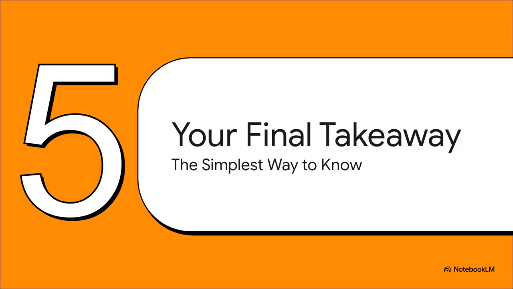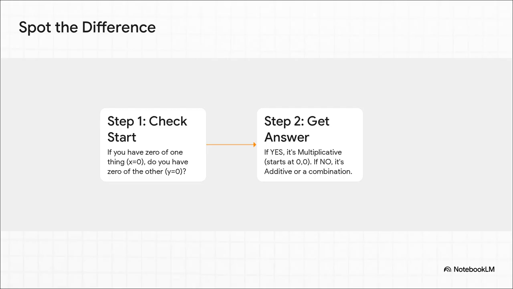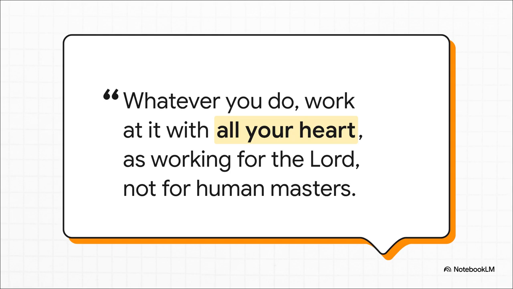So after all that, what is the one simple trick you can use to tell the difference every time without getting confused? Here it is in 2 simple steps. Let's call it the 0 test. First, just ask yourself, if I have 0 of x, do I get 0 of y? If the answer is yes, 0 houses means 0 rooms, then you have a pure multiplicative relationship. If the answer is no, it's either additive or one of those combination deals like that mystery blueprint we just saw. So that's the core difference between additive and multiplicative change.